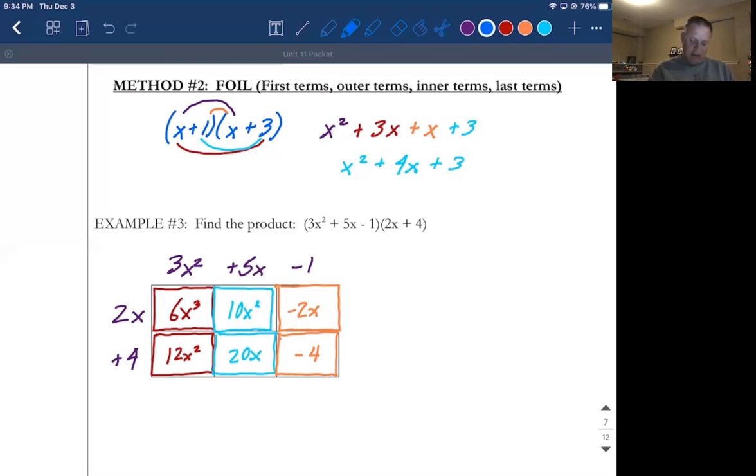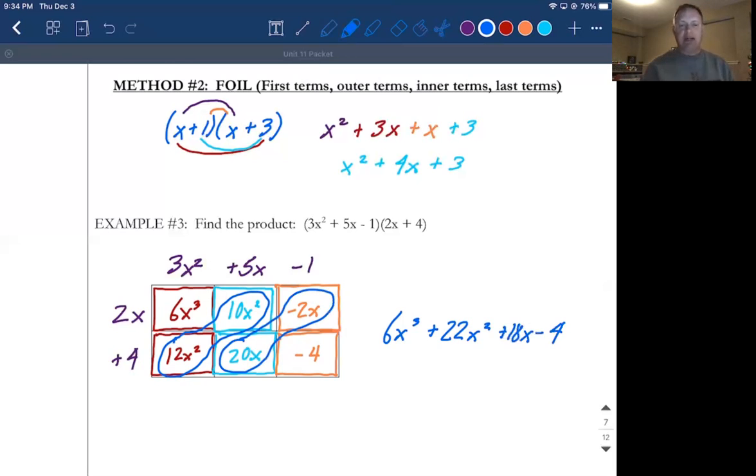All right, combine things. Well, 6x cubed doesn't have any like terms, but the squareds do. The squareds are going to dance. 12x squared plus 10x squared. They're going to come together and make 22x squared. That's beautiful. Then we also have a 20x minus 2x. That's positive 18x, then minus 4. Feeling kind of lonely, so join the polynomial. There we go.